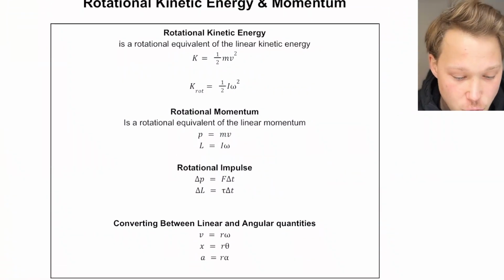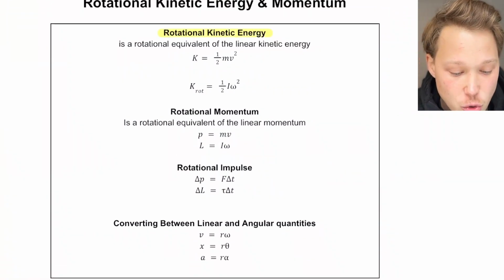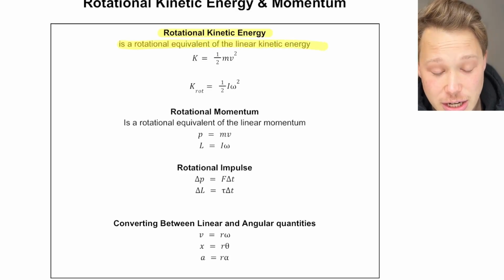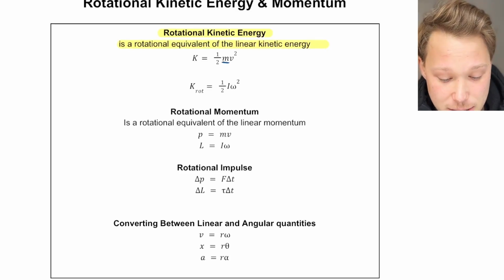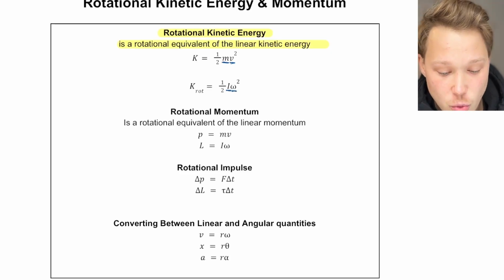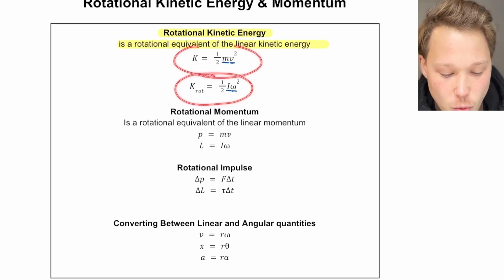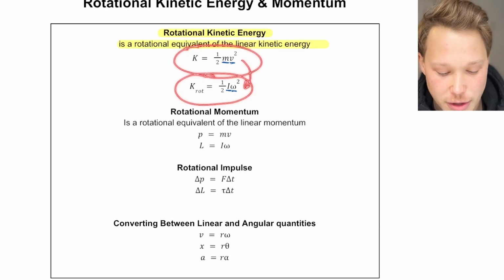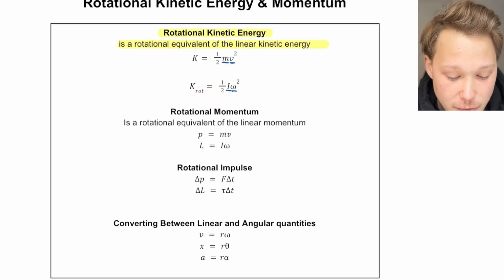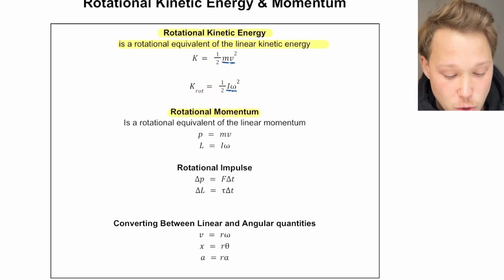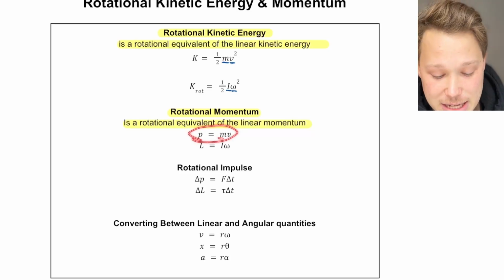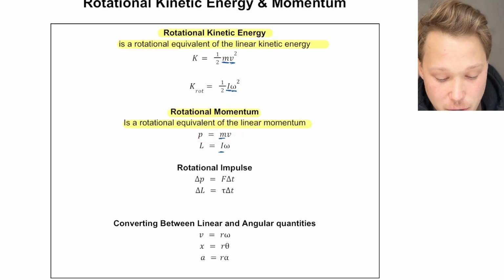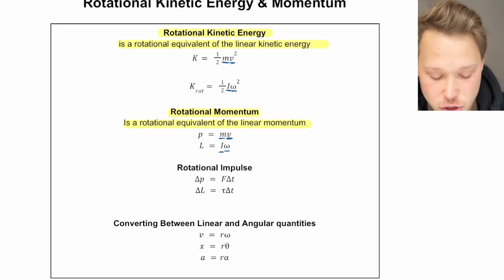So first we have a formula for rotational kinetic energy, which is just going to be an equivalent of linear kinetic energy, right? As you know, the mass becomes moment of inertia and linear velocity becomes angular velocity here. So we have a formula that looks almost the same as the linear one, just as the rotational equivalent. Similarly, we have a formula for rotational momentum, which is a rotational equivalent of the linear momentum. Linear momentum is mass times velocity, so mass becomes moment of inertia, I, and velocity becomes angular velocity, omega.